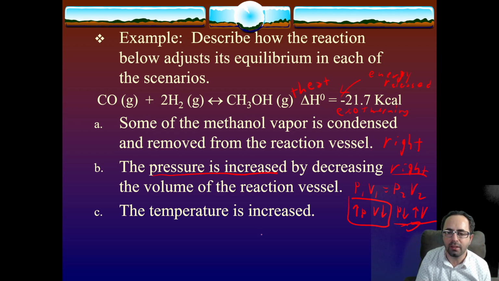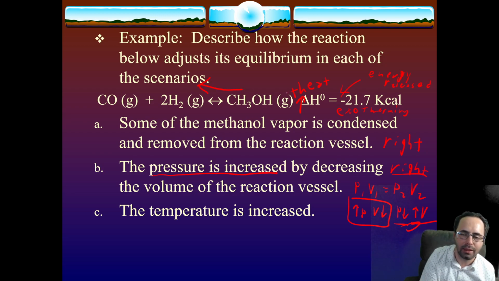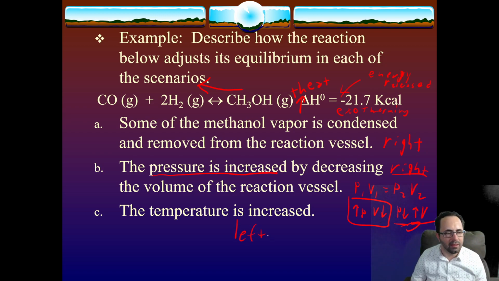And if I increase the temperature, that's like adding in more heat. And so the reaction is going to have to shift to the left to get rid of some of that heat, to use it up. It's going to go backwards. So this equilibrium will shift to the left. And that's how you use Le Chatelier's principle to determine which direction the reaction will shift given certain changes.